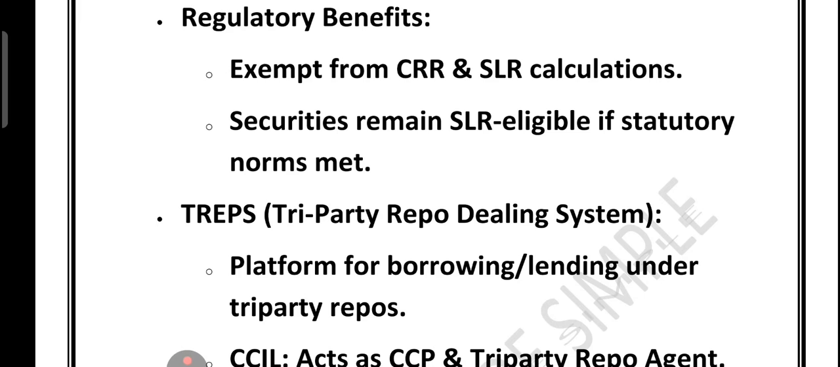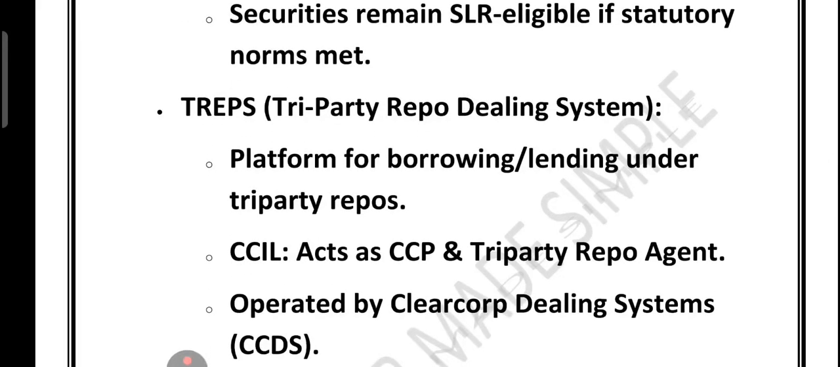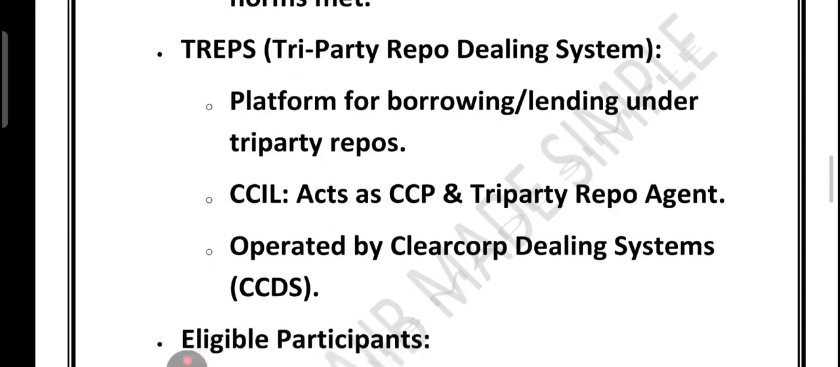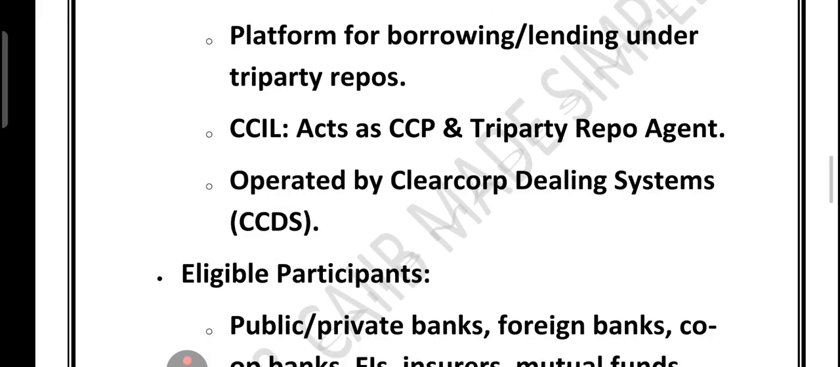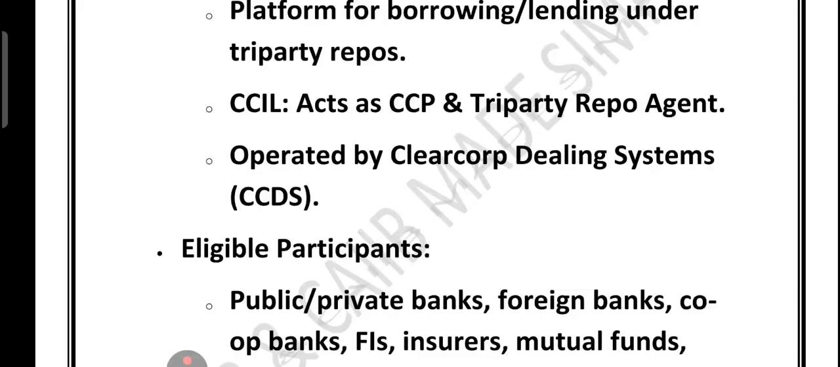TREPS full form is Tri-Party Repo Dealing System. It is a platform for borrowing and lending under tri-party repo. CCIL acts like a central counterparty (CCP) and tri-party repo agent (TPA). This is operated by the Clearcorp Dealing System, called CCDS.